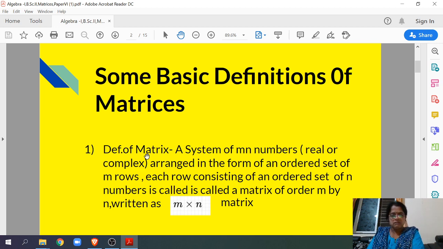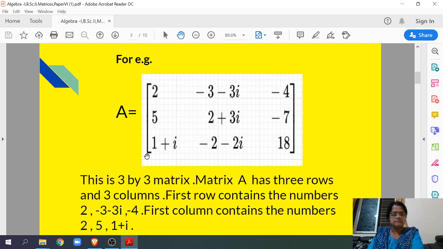Now we will see one example of a matrix. A is equal to: the first row consists of the numbers 2, -3, -3i, -4. The second row consists of the numbers 5, 2 plus 3i, -7. The third row consists of the numbers 1 plus i, -2, -2i and 18. Here there are 3 rows and 3 columns, and therefore this is a 3 by 3 matrix.